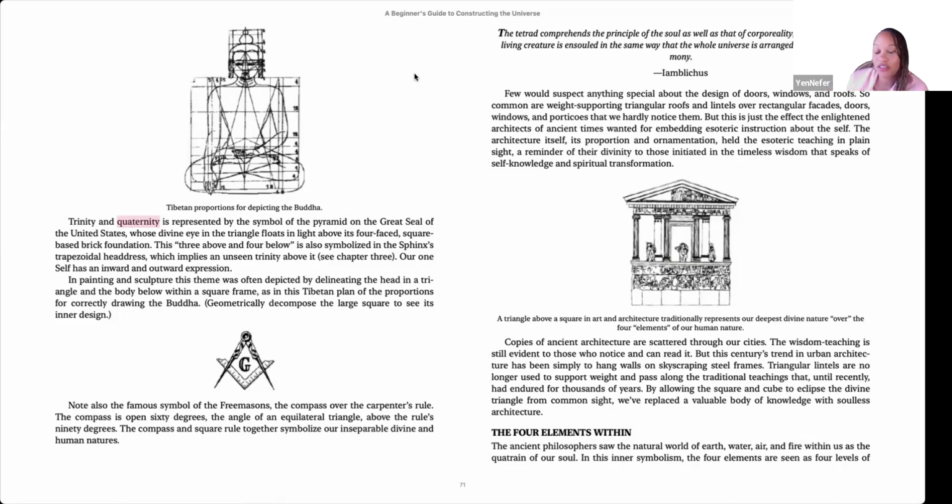The four elements within. The ancient philosophers saw the natural world of earth, water, air, and fire within us as the quatrain of our soul.